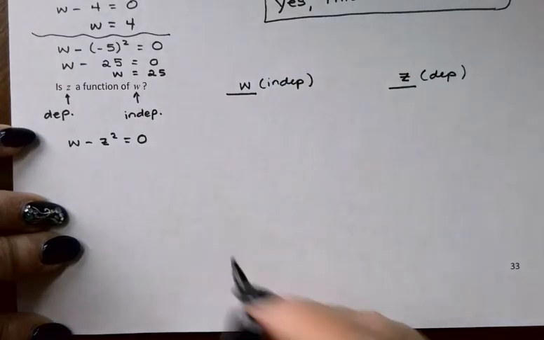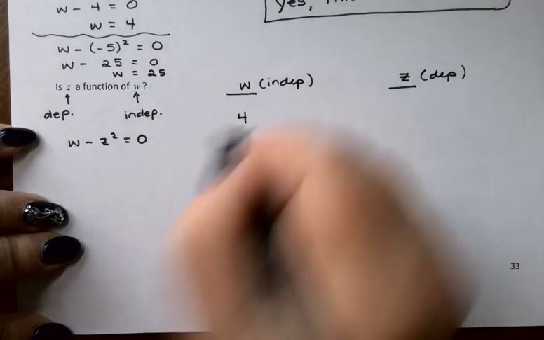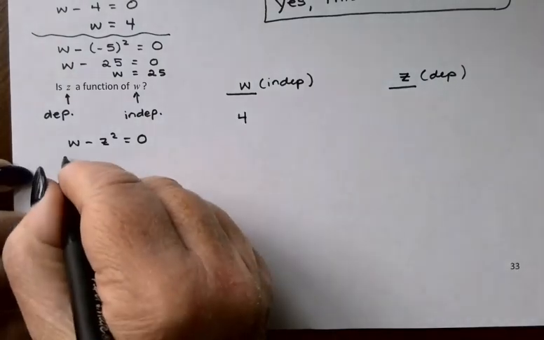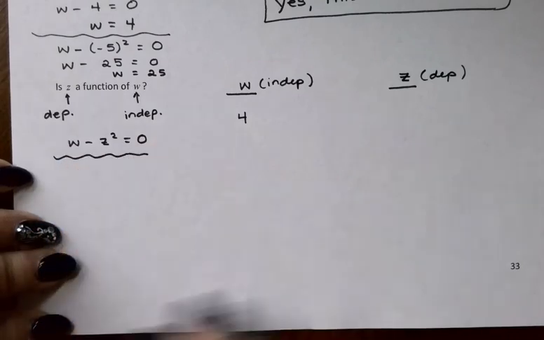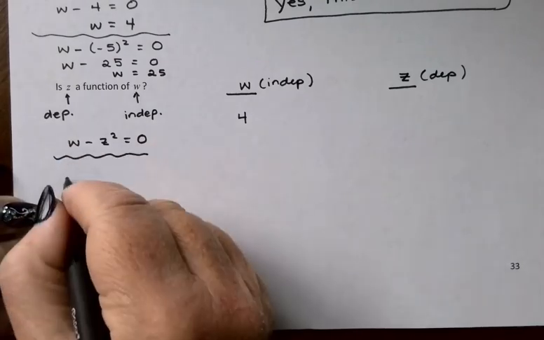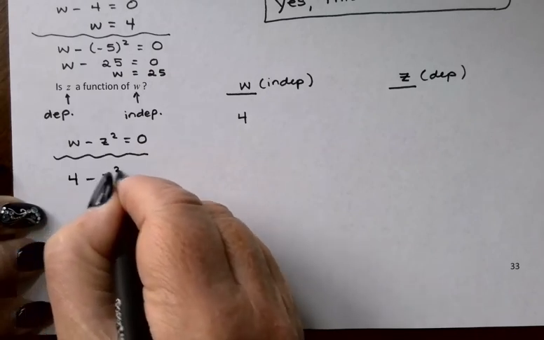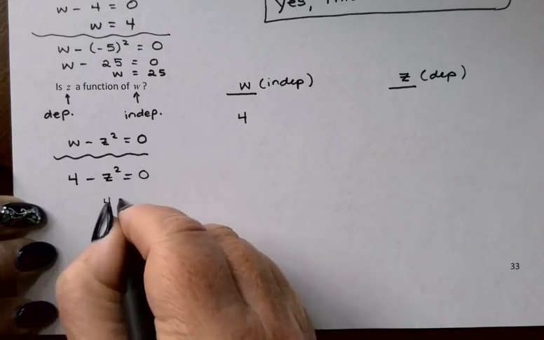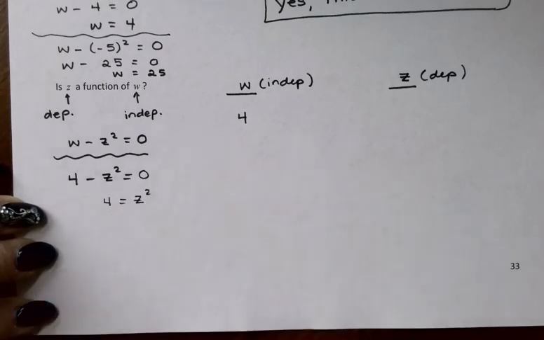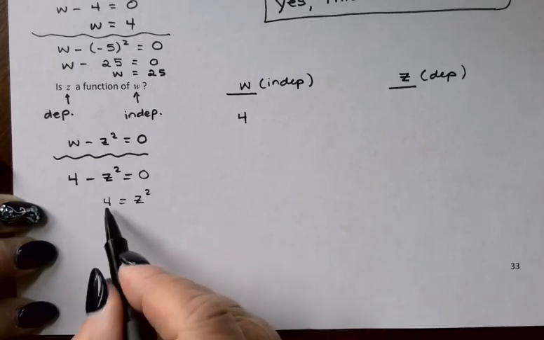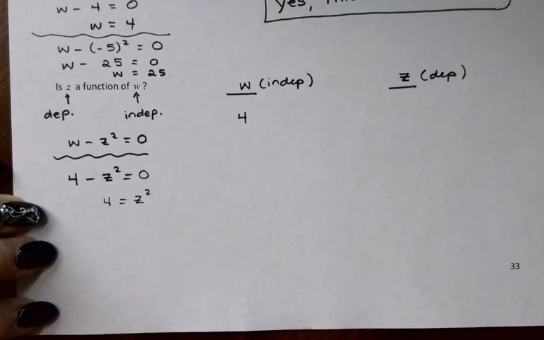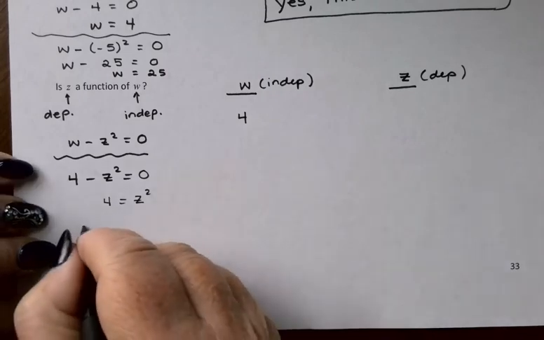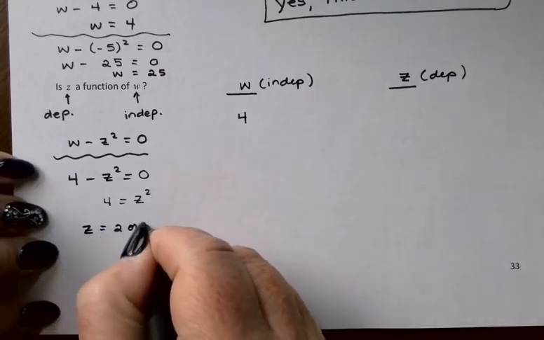And let's just go ahead and start with 4 for w. Again, I'm going to do my math over here off to the side. If w is 4, I have 4 minus z squared equals 0. So 4 equals z squared, and I'm already seeing a problem. There are two numbers that I can square and get an answer of 4. Positive 2 squared is 4, but negative 2 squared is also 4. So here, z could be either 2 or negative 2.